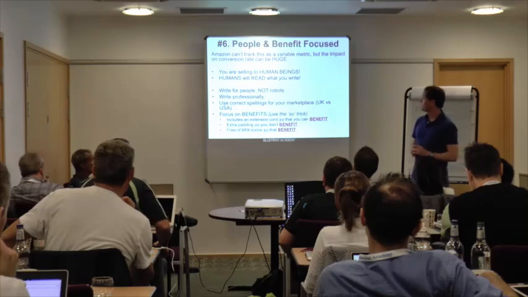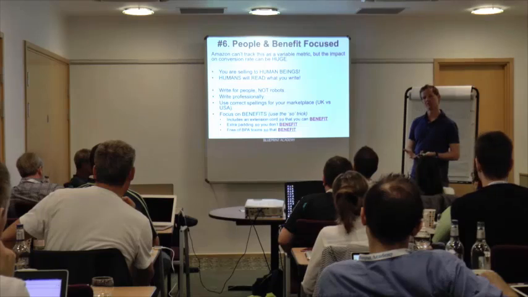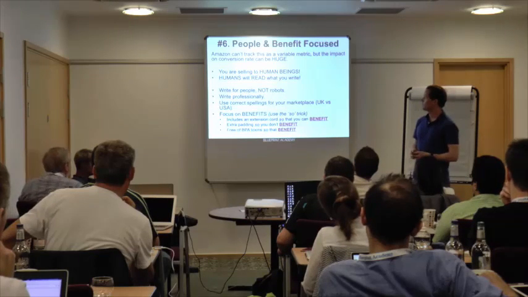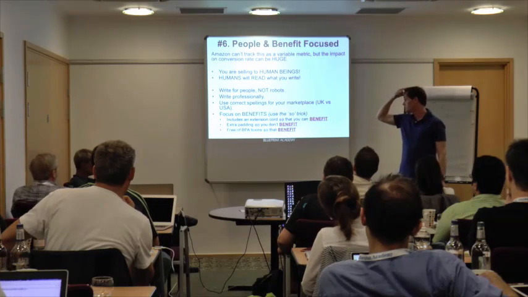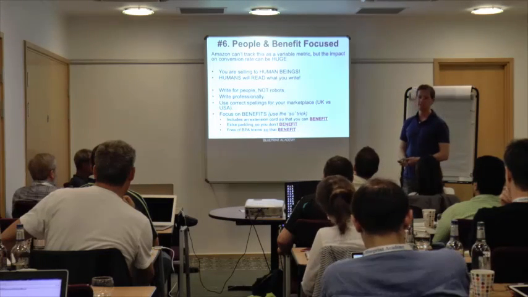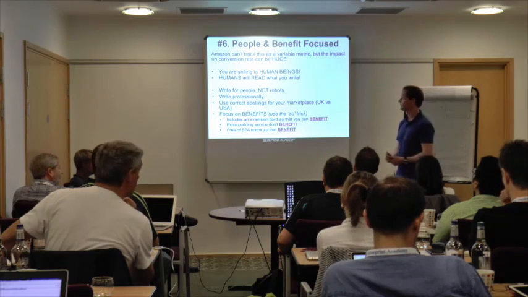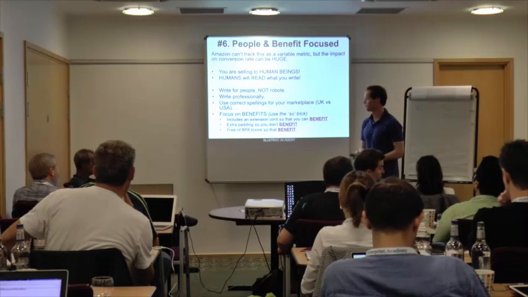Number 6, people and benefit focused. Amazon can't really track this metric, but the impact on conversion rate is huge. We mentioned it a moment ago, you're selling to human beings, and humans will read what you write, especially at the top of your listing. So write for the humans, not the robots.